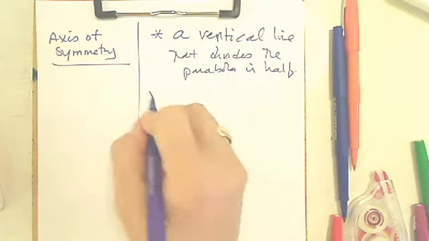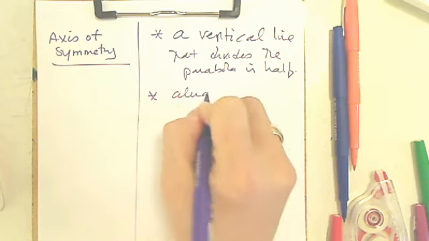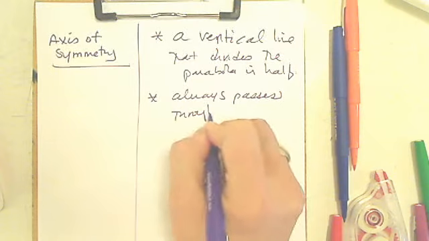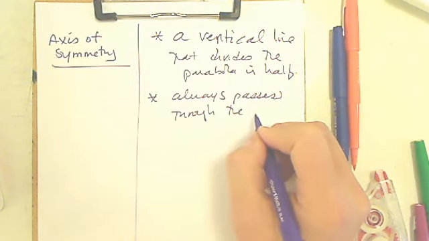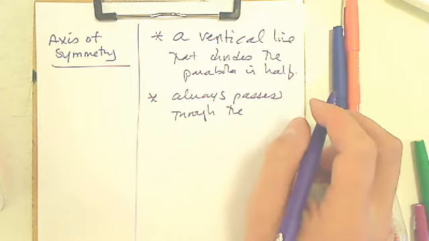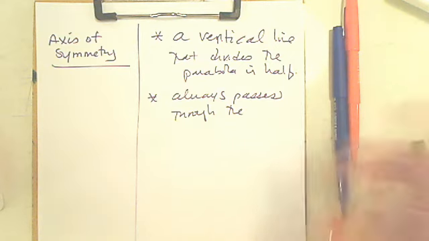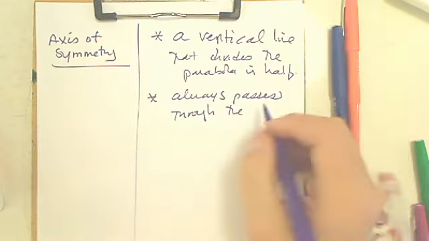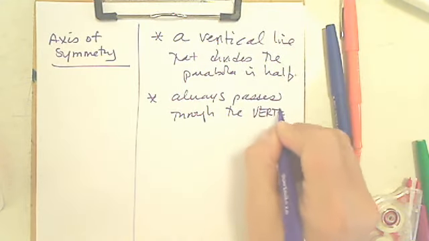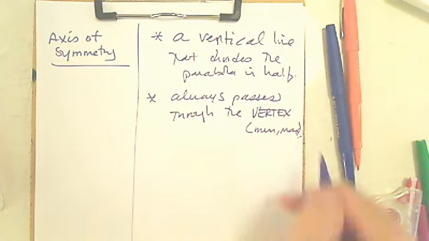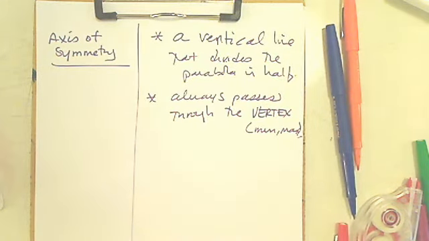What does it always pass through? Any guesses? You're splitting it down the middle. The vertex. Thank you. The vertex, or the min, or the max. You're splitting it in half, so it better pass through the vertex.